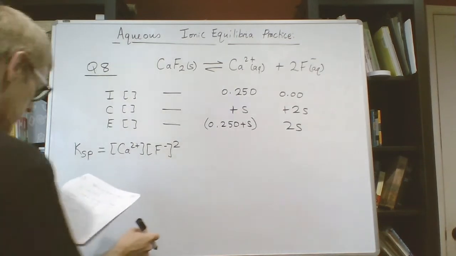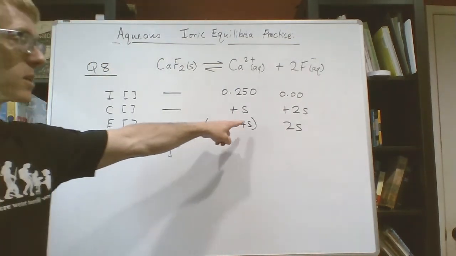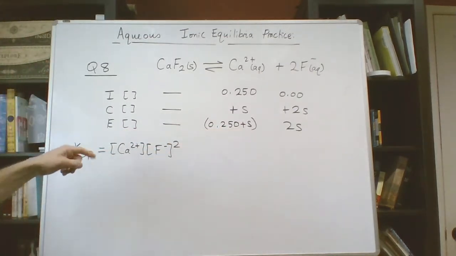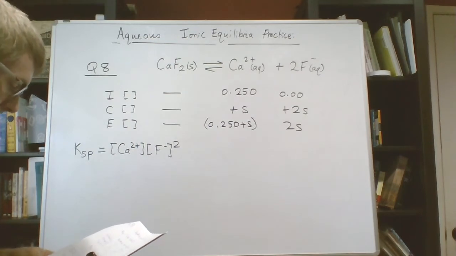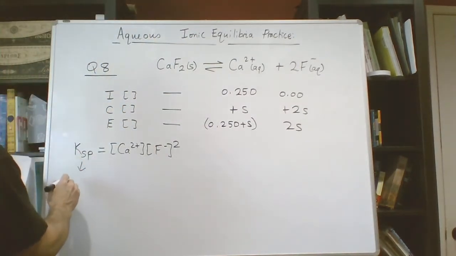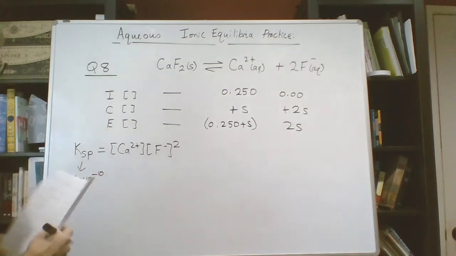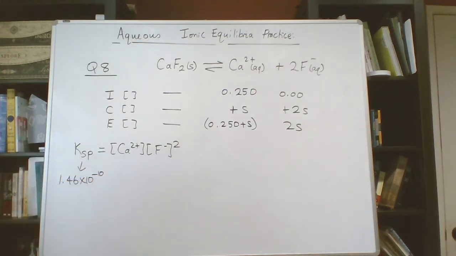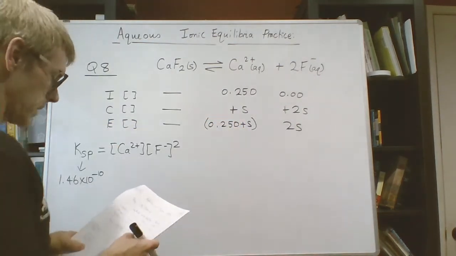Now I plug my values in. I can use the assumption, I can assume that the shift is negligible because I'm offered a K value that's a lot less than 10 to the negative 4. The K value I'm given, incidentally, is actually 1.46 by 10 to the negative 10. Again, knowing that this is so much smaller than my cutoff of around 10 to the negative 4 allows me to make the assumption.